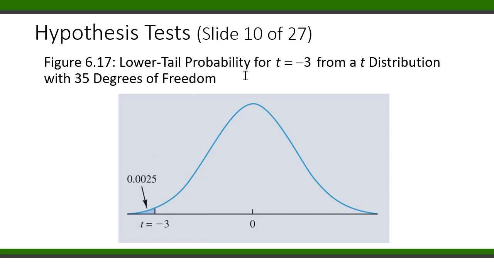So looking at that lower tail probability for t equals -3, from a t distribution with 35 degrees of freedom, we calculate that out at 0.0025. The 35 degrees of freedom came from us doing a sample of 36 cans of coffee. So n-1 is your degrees of freedom. That's where the 35 came from.